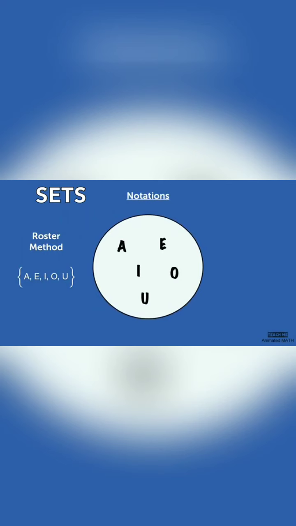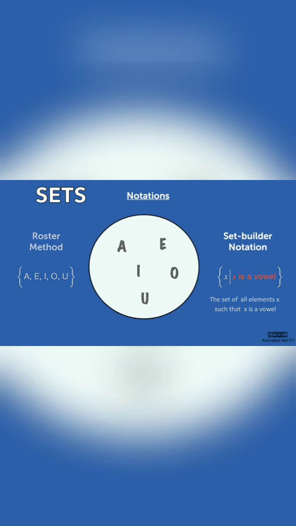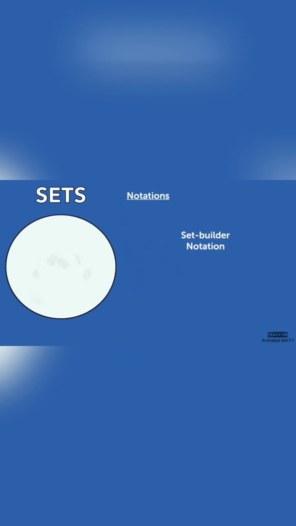Another way to show a set is called the set builder notation. Here, you use a description fit for all the elements of the set. This is read as the set of all elements x, such that x is a vowel. This is often used for sets with an infinite number of elements. For example, the set of even counting numbers.